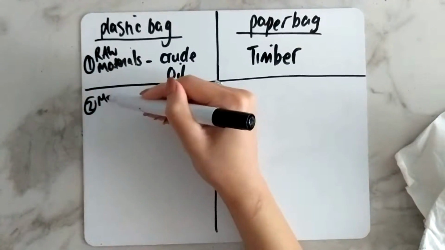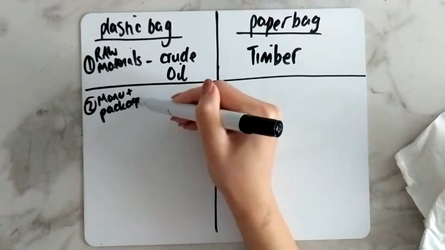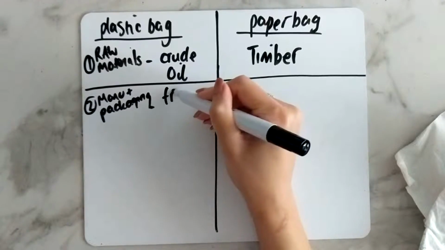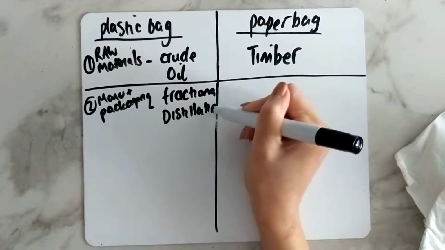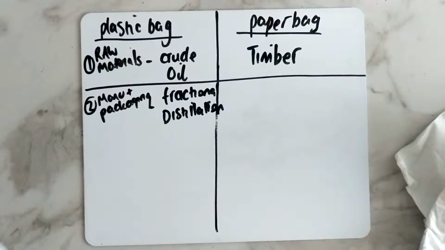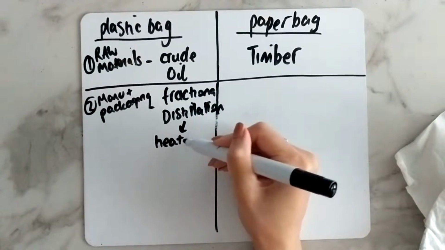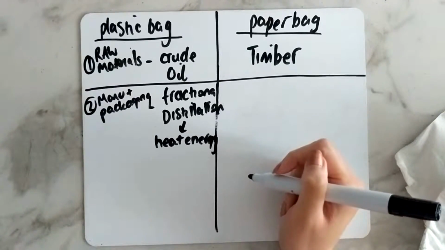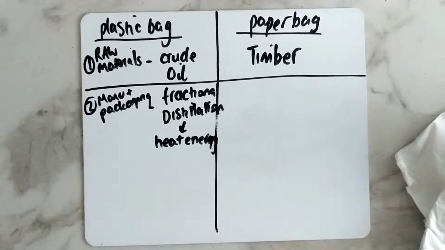Manufacturing and packaging, so I'll just put manufacturing and packaging. So crude oil has to be put through fractional distillation. Now, fractional distillation, if you remember from one of the chemistry topics earlier, uses a lot of heat energy in order to create that really, really high temperature at the bottom of the column, because fractional distillation is all about separating out those components of the mixture by boiling point.